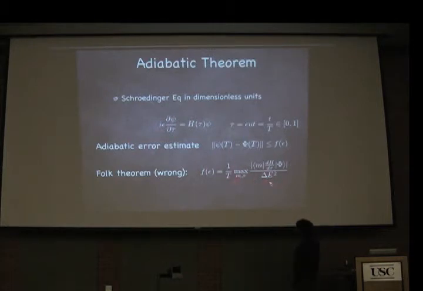So this error is 1 over T, and here we have the minimum gap along the whole evolution, squared. So T must be much bigger than the inverse of the minimum gap squared in order to be adiabatic. Here we also have a numerator that somehow counts, right? Because especially when we have a big system with many degrees of freedom, this thing can be big, or it can be small. We don't know. This folk theorem, even though it seems to work in many applications, is otherwise not very rigorous. In fact, it's known to be wrong.